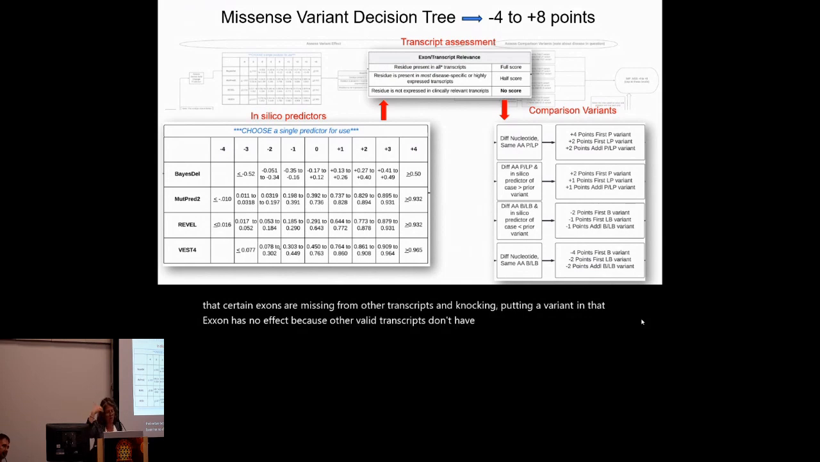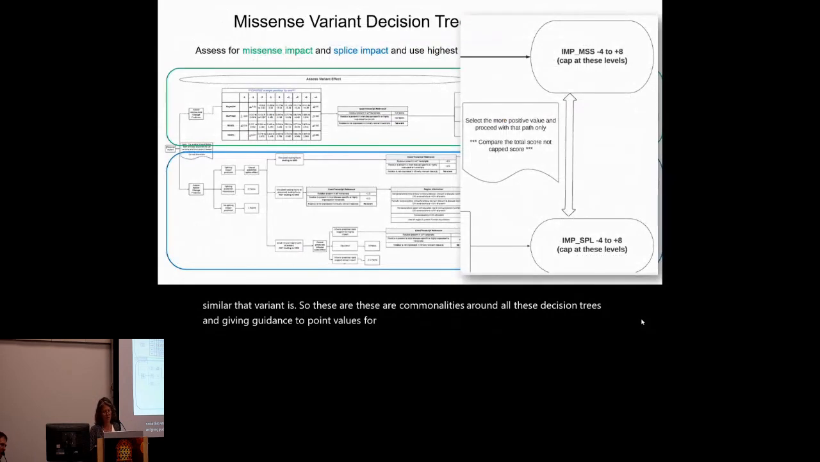So we put transcript evaluation in every decision tree. And then we usually have a section that is comparator variants. So I have another variant at the same amino acid position, or another splice site variant in the same splice site, with different point values depending on how similar that variant is. These are commonalities across all these decision trees, giving guidance on point values for different types of evidence.